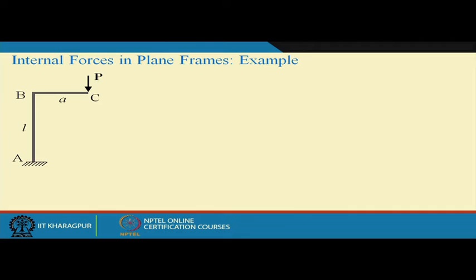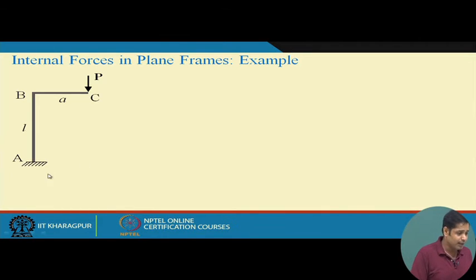Now this lecture is on determination of internal forces in a frame, for drawing the bending moment, shear force and axial force diagrams. Let us demonstrate through one example. This is a cantilever frame, with one end fixed and the applied load P at the other. We need to find the bending moment, shear force and axial force diagrams for this frame. This joint is a rigid joint.